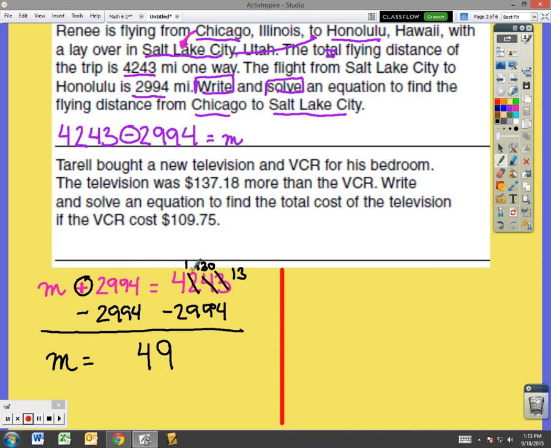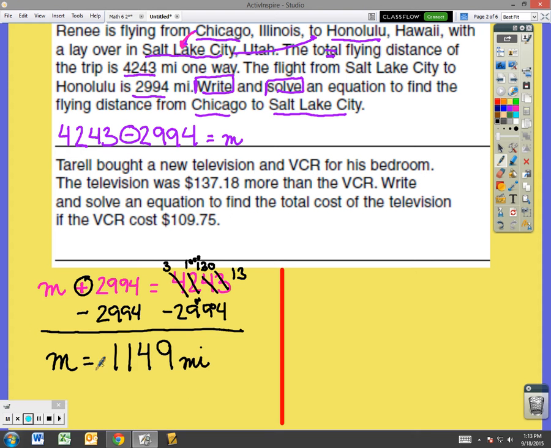Can't take 900 from 100, so I need to borrow a group of 1,000. So this becomes really 300. I add a group of 1,000 here, so this really becomes 1,000. And this becomes really 900 because we're in the hundreds place. A little different to look at. Oops, 1, 2 zeros. So we have 1,000 minus 900. That really gives me 100. And 3,000 minus 2,000 gives me 1,000. So that's 1,149 miles.